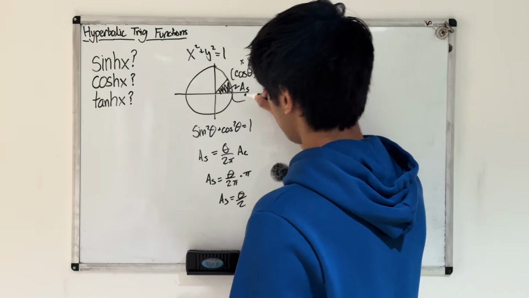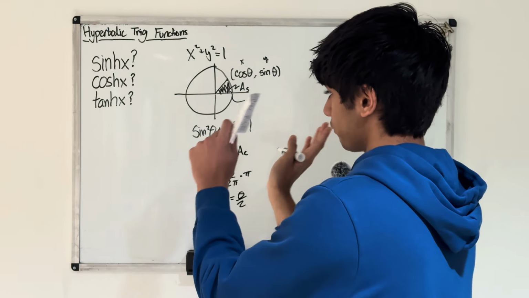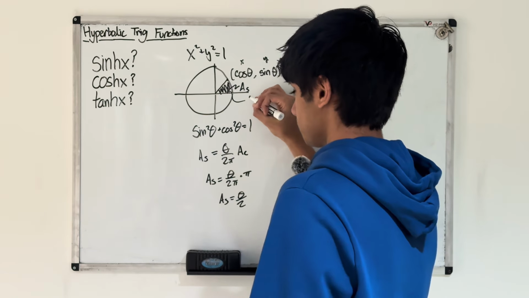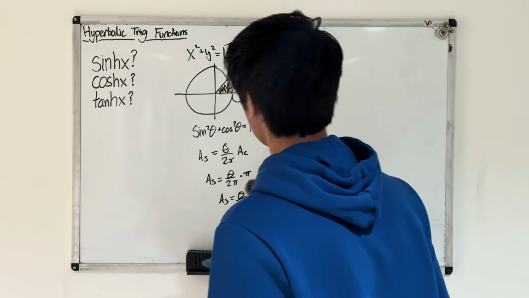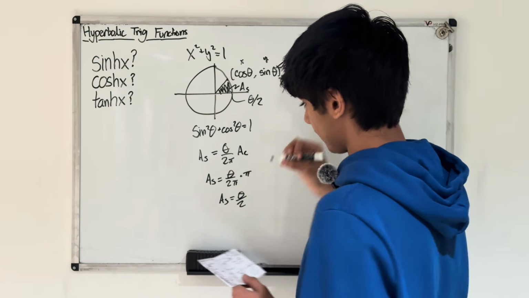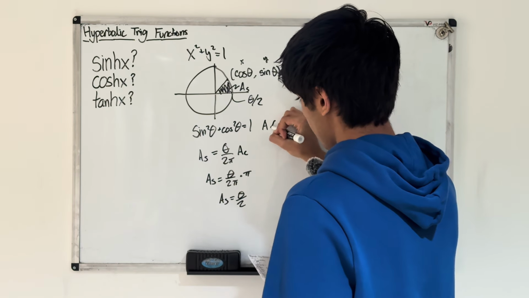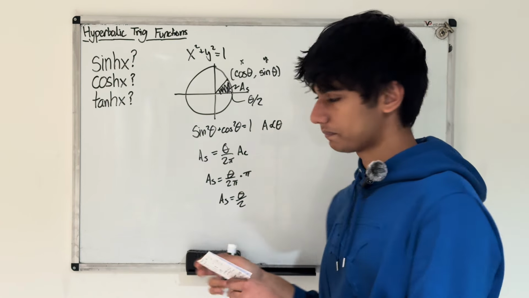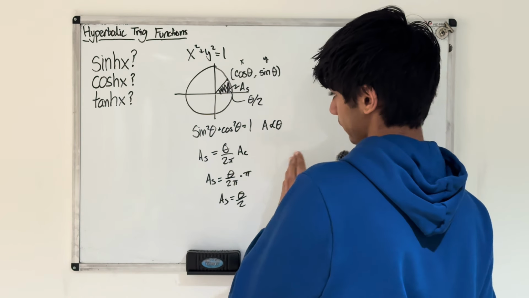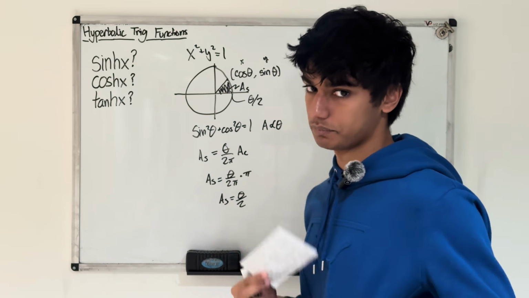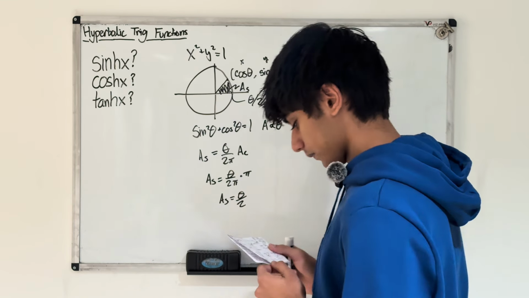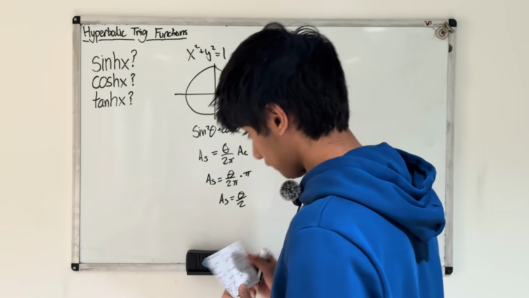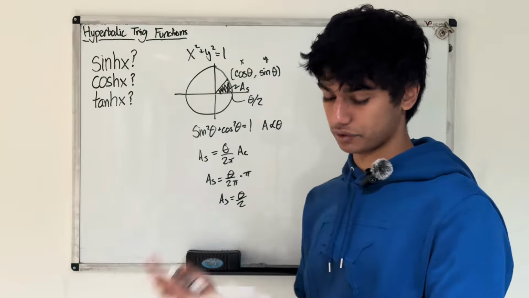So in other words, this area of the sector that we make when we use an angle theta is equal to theta over 2. What this means is that area and theta are proportional. So if we increase our theta, we increase our area by a predictable amount, by a factor of 2. Okay? So that's the relationship we have with regular trig functions.